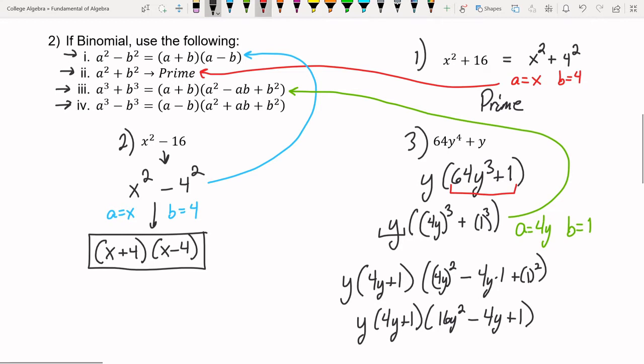You could ask the question, can this quadratic be factored any further? And it cannot. The a cubed plus b cubed and the a cubed minus b cubed. If you could factor it, it would show it in those formulas, but you cannot. So there's really no point in continuing any further in that. So that is the factored form of 64y to the 4th power plus y.